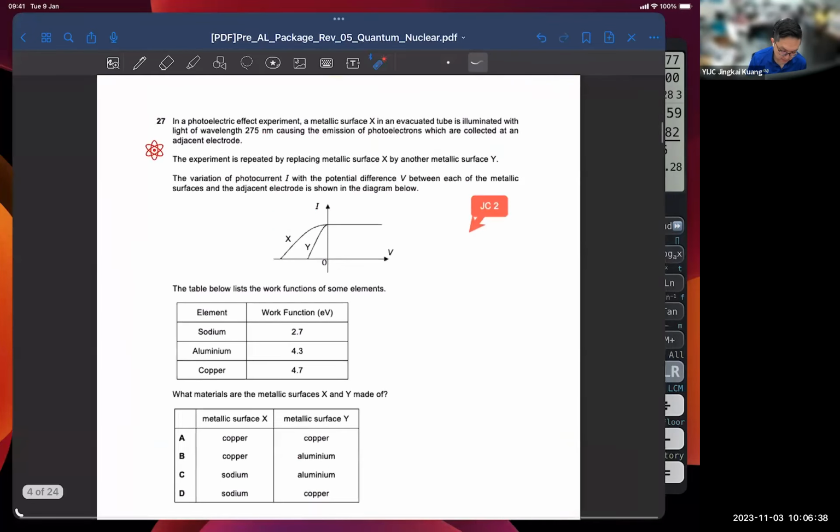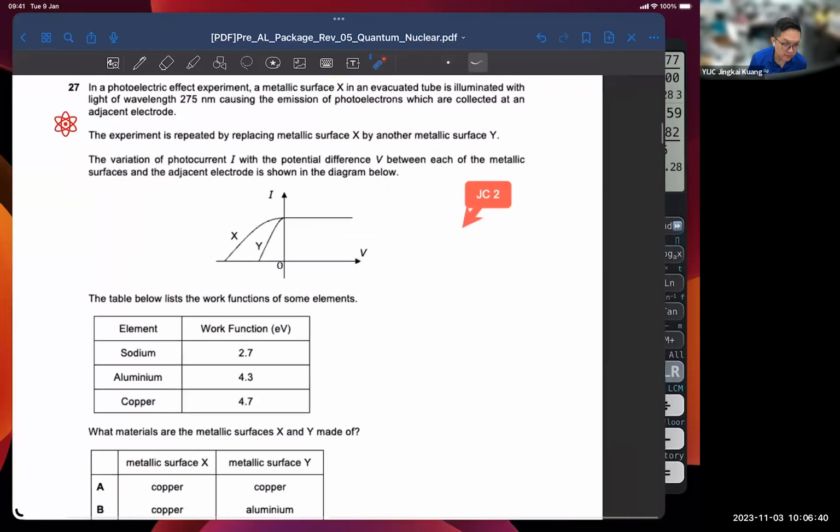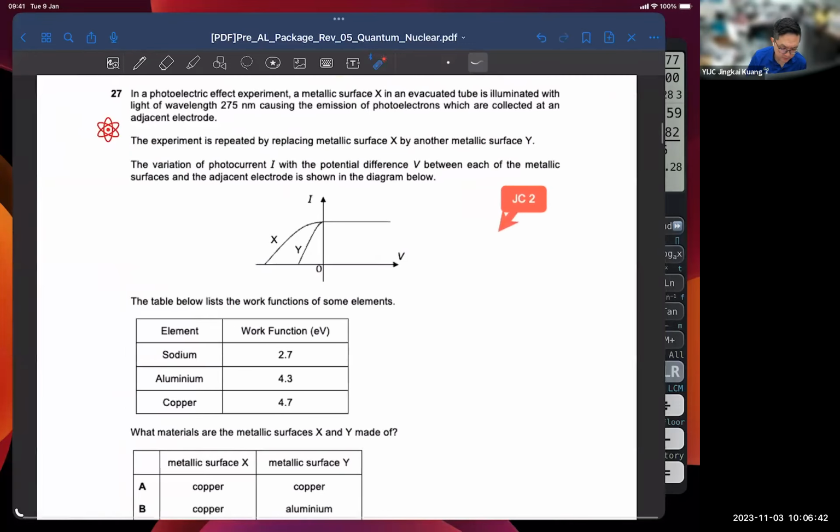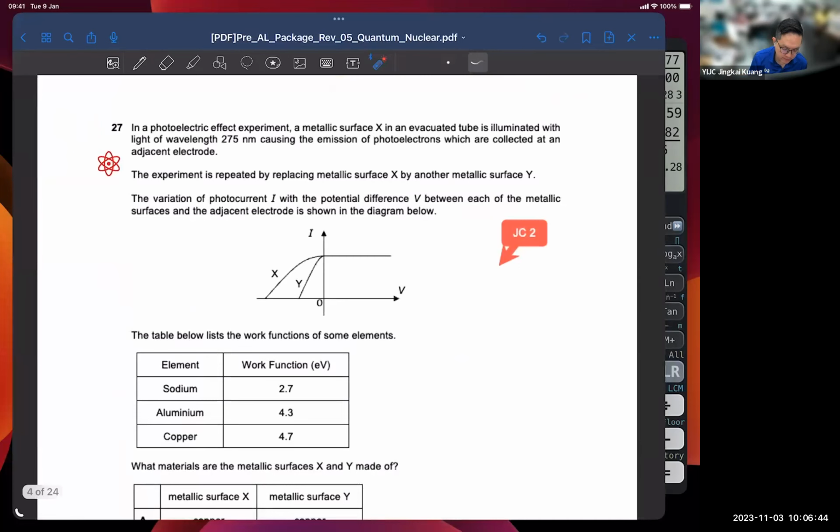Okay, so this one here, again, going back to X-ray, going back to photoelectric effect. So I should just do all the photoelectric effect questions first. Okay, so I have a metallic surface X in an evacuated tube. That means it's a vacuum. We use wavelength 275 nanometers, causing emission of photoelectrons collected at an adjacent electrode.